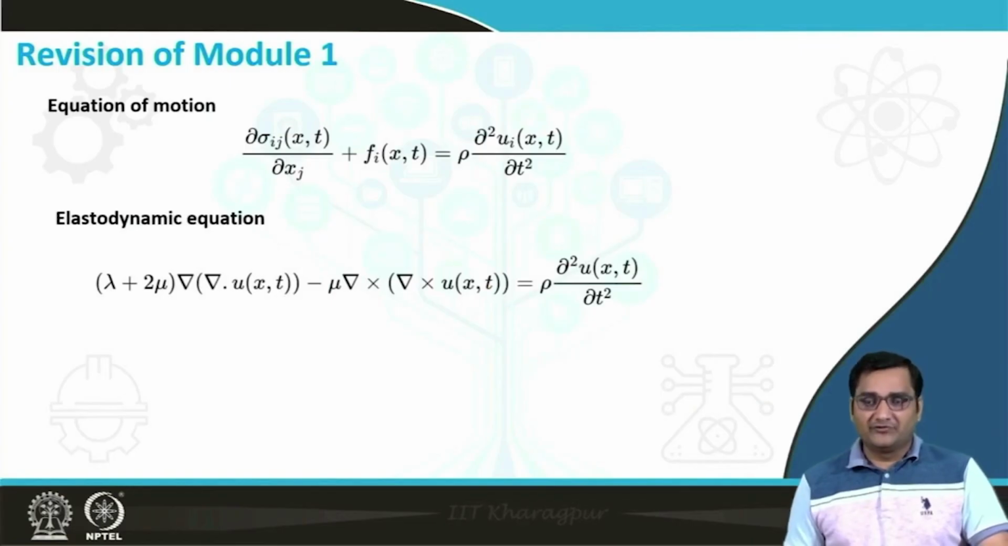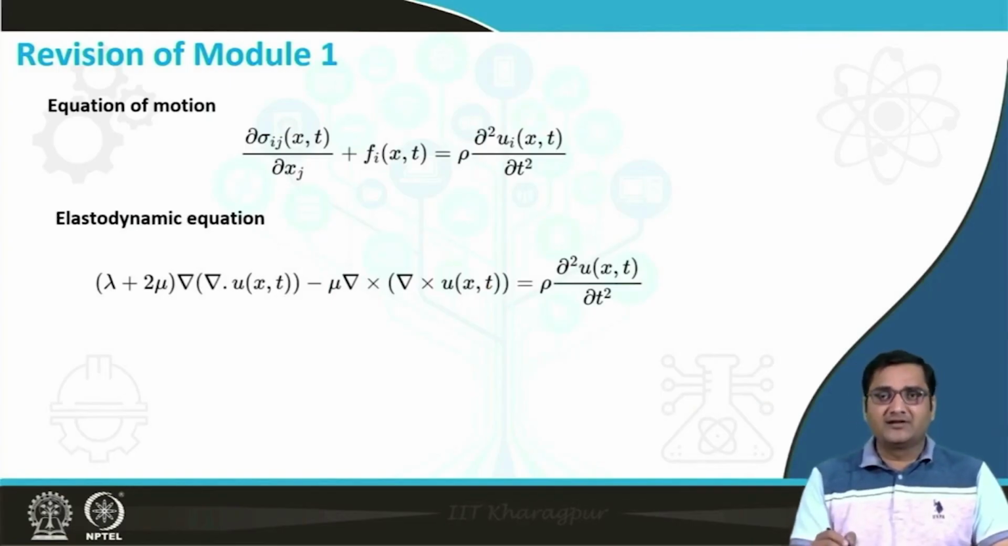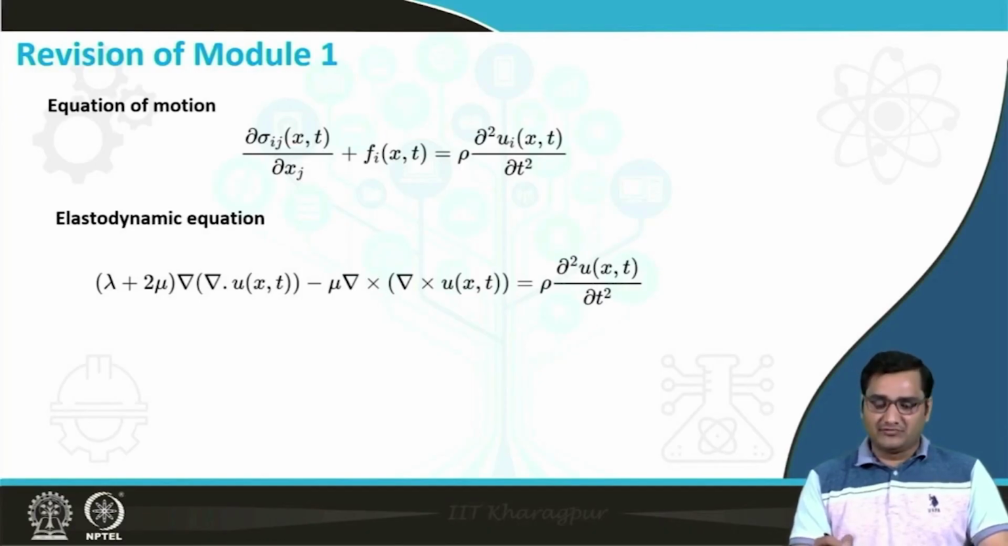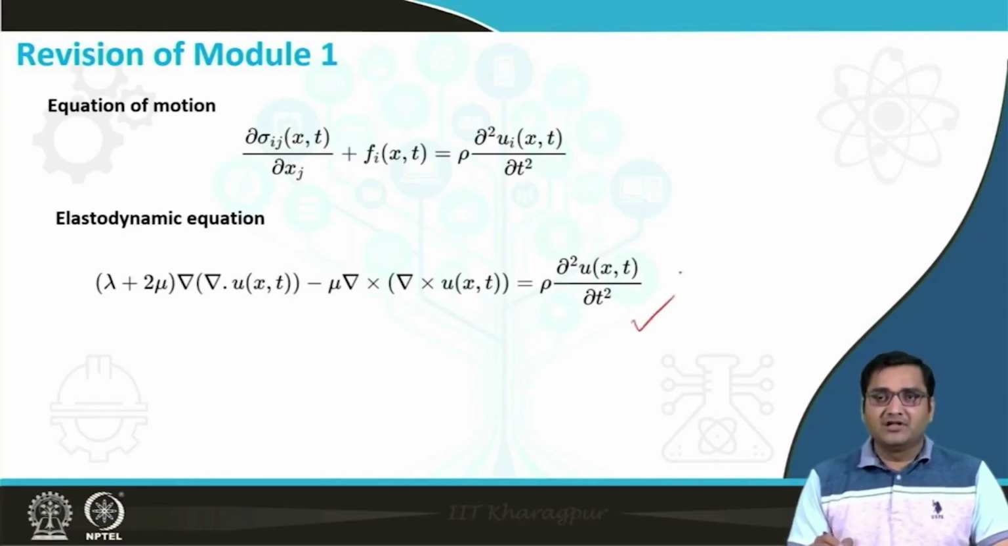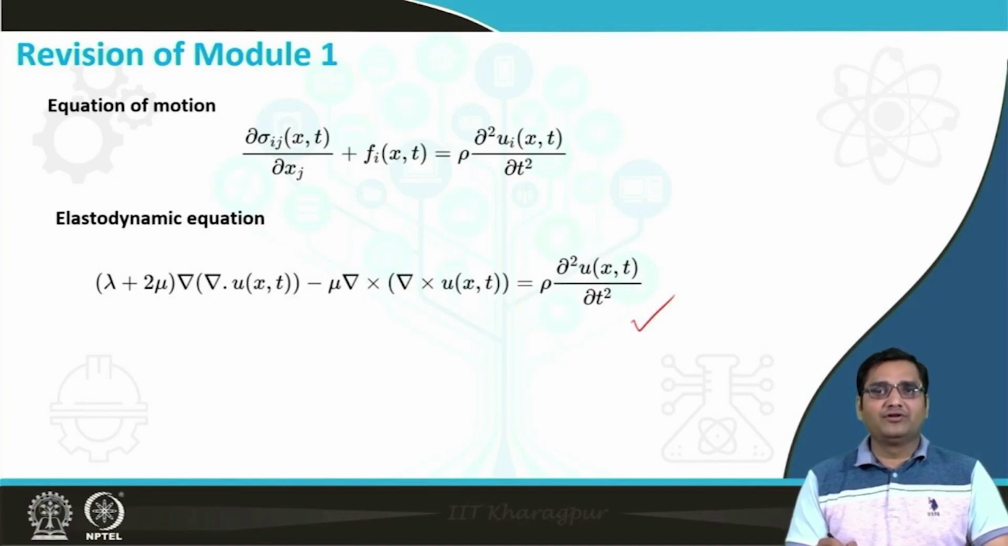Now, the equation of motion that we discussed relates the spatial variation of the stress field plus the body force term, which is equal to rho times the acceleration of the body. And the elastodynamic wave equation that we talked about looked something like this. So that was the end of module 1. In the next module, we are going to discuss Snell's law, and also we will be discussing reflection and transmission. So that was all for module 1.